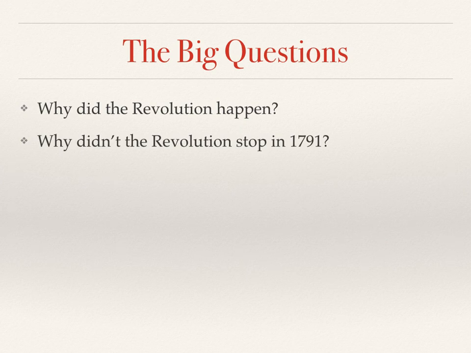Then as we get into the details of the French Revolution itself, you're going to have to ask yourself, why doesn't the revolution stop in 1791? Because in 1791, it seems like the things that the revolutionaries want, a constitutional government, a limit on the monarchy, a reform of certain financial systems, it seems like they've gotten everything that they want. When the American Revolution gets to this point, it stops. The French Revolution keeps going. Why?